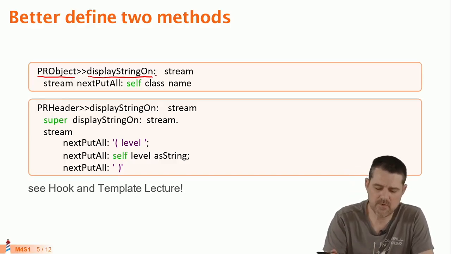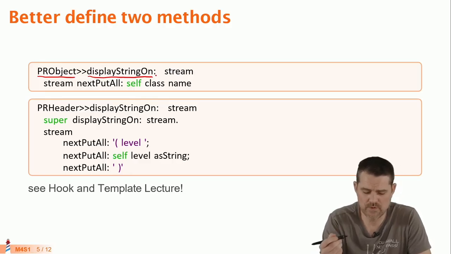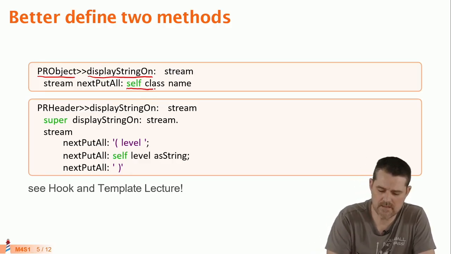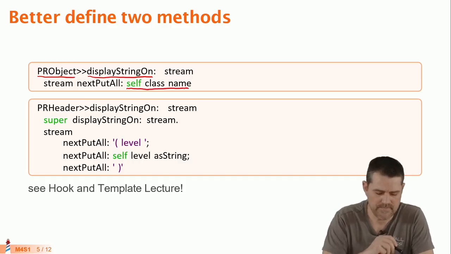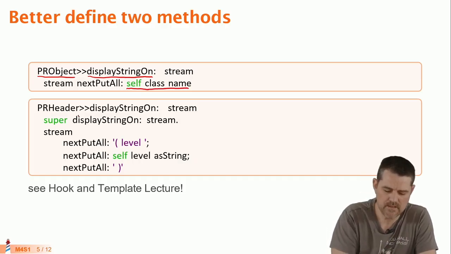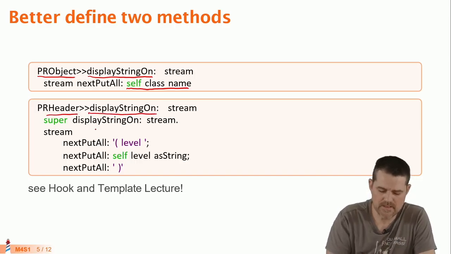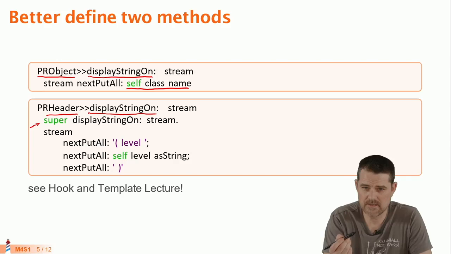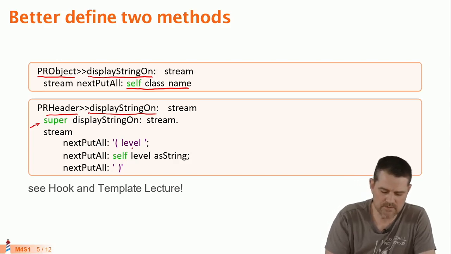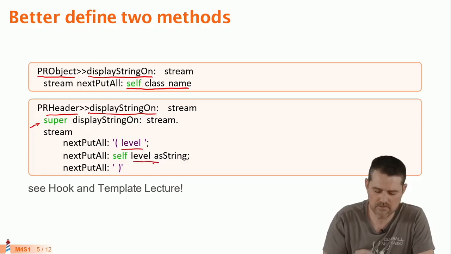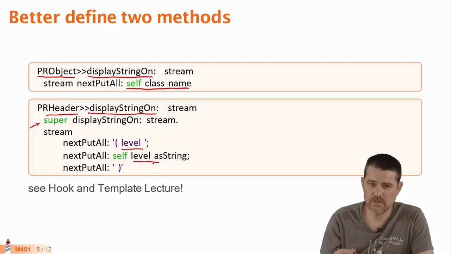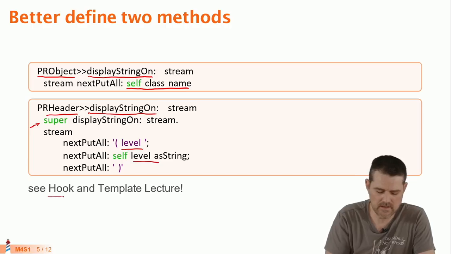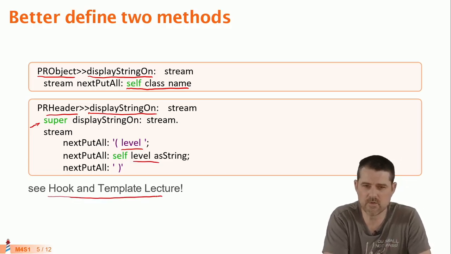And I said that by default, when I want to transform a node to a string, it just displays its class name. And if I want to display as a string a header node, it means that I can reuse, I can extend the default behavior. It means displaying its class name, but also I will concatenate the level of the title. If you have trouble understanding this part, I invite you to revise the hooks and template lecture. This is a direct application of it.